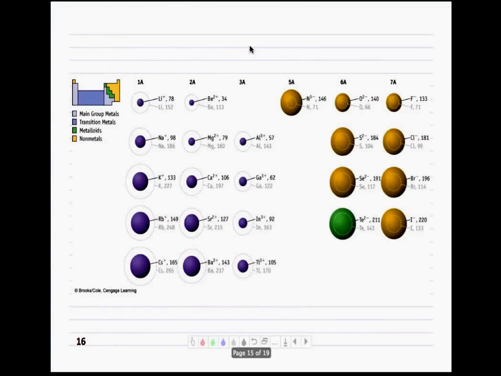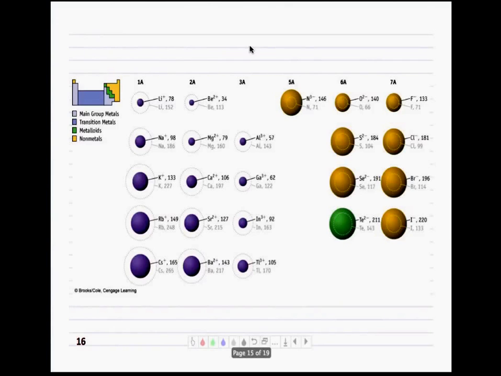Only group 2A loses 2 electrons. Group 3A, aluminum, usually loses 3 electrons. For 5A, they gain 3 electrons to look like a noble gas. 6A gain 2 electrons to look like a noble gas. 7A gain 1 electron to look like a noble gas. Now in here, what we have is group 1A, the cations of group 1A. That means all of them lost 1 electron. As you can see, the trend is still the same.